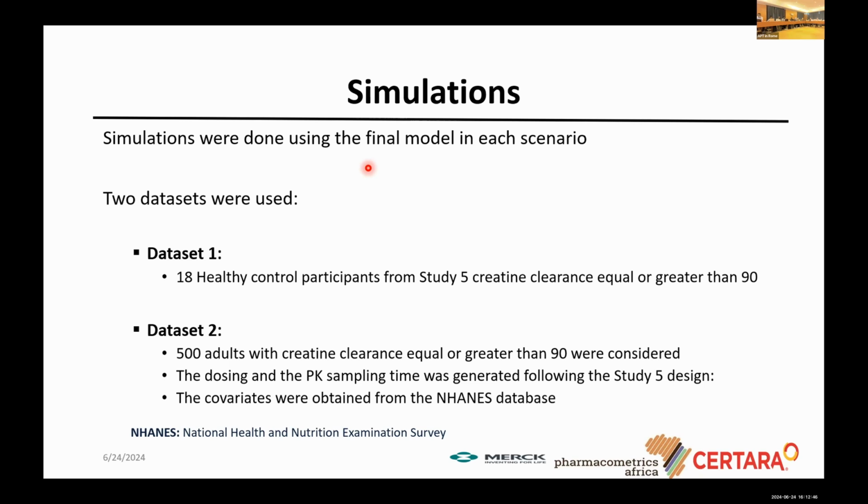The simulations were done with 2 data sets. One was the data we had from the virtual profile that was not part of the study. And we also generated a second data set pulling features from the enhanced database. For both data sets, we used the study 5 study design, looking at the adults and also healthy participants, considering the rating PRs.